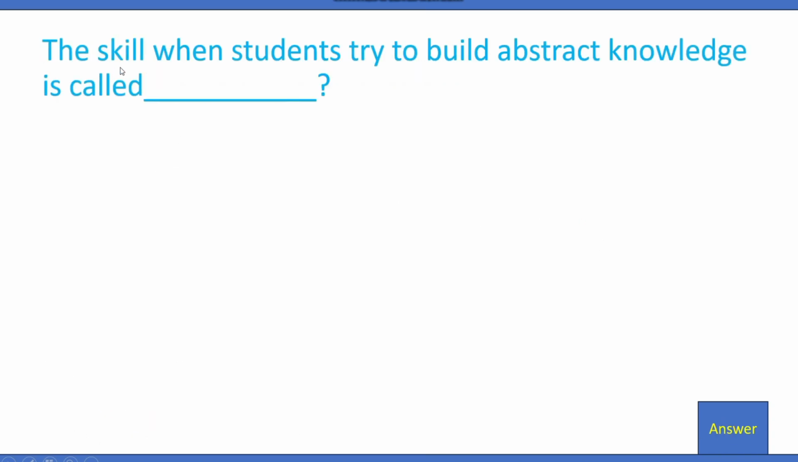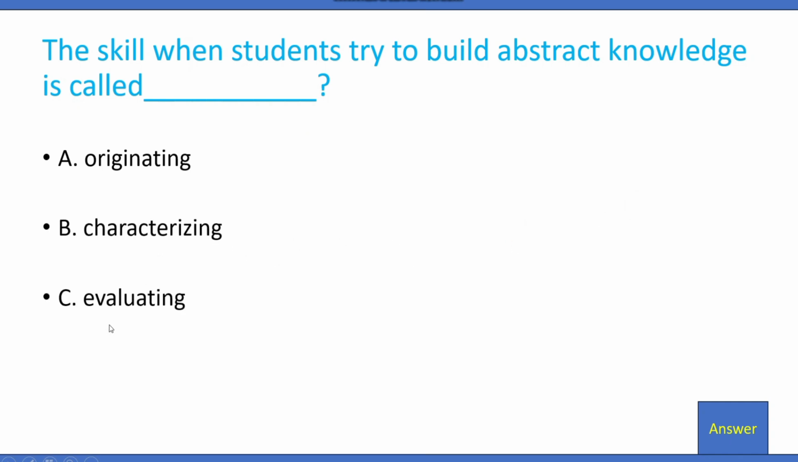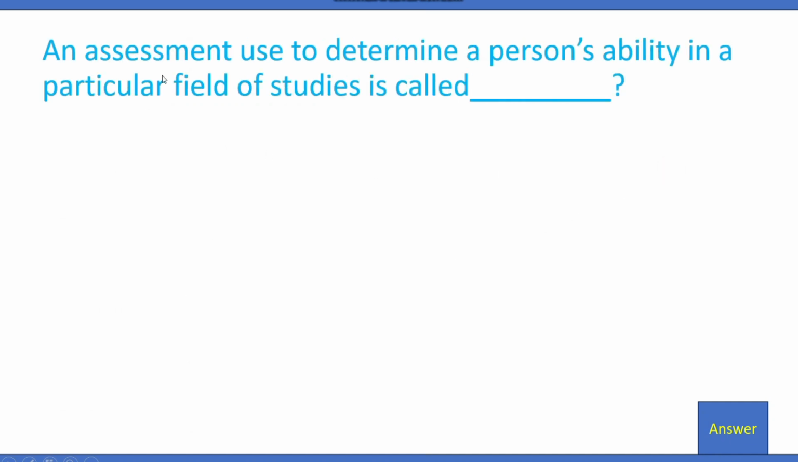The skill when students try to build abstract knowledge is called A. Originating. B. Characterizing. C. Evaluating. Or D. Synthesizing. So the right answer would be B. Characterizing.